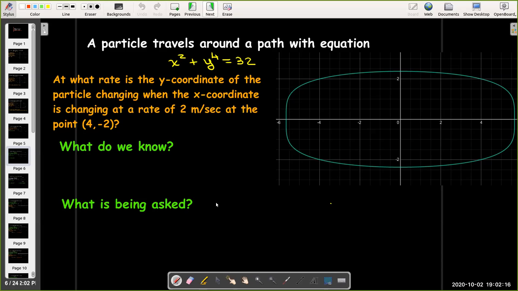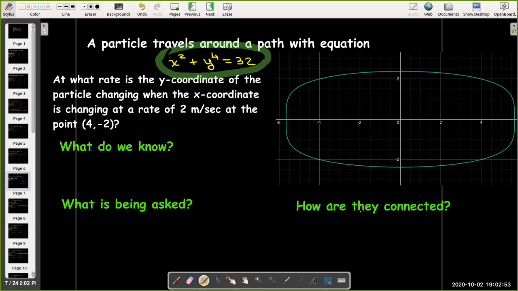And what's being asked? We knew that dx/dt equals 2. We'd like to know what is dy/dt when x equals 4 and y equals negative 2. So finally, how are they connected? Well, we already saw how they're connected. They're connected via this formula. Now, in other examples, we'll see that can be the most challenging part of the entire question: to determine the formula that connects the rate that we know to the rate that we're being asked about.